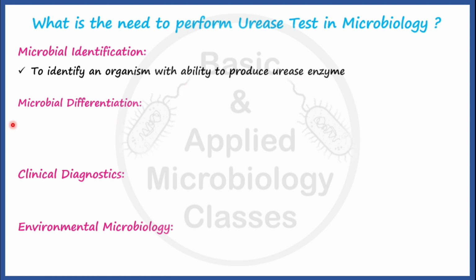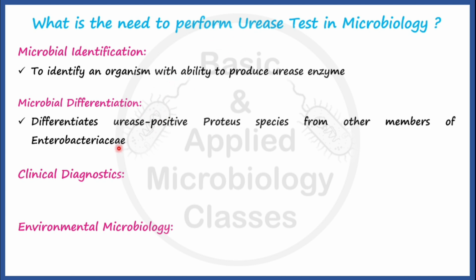Now, if we talk about microbial differentiation, as its name indicates, by performing the urease test, we can differentiate among different types of microorganisms. And especially the urease test is used to differentiate what? A urease-positive Proteus species from other members of the Enterobacteriaceae family.